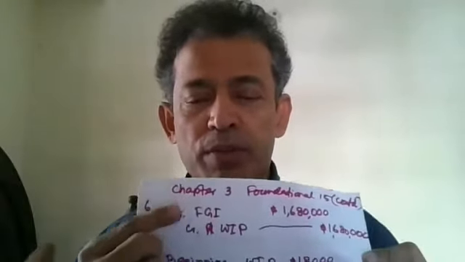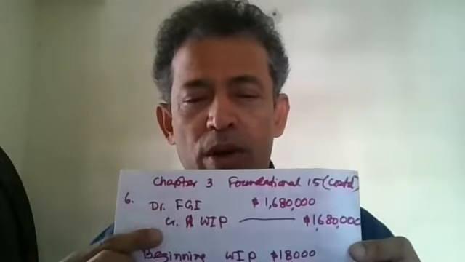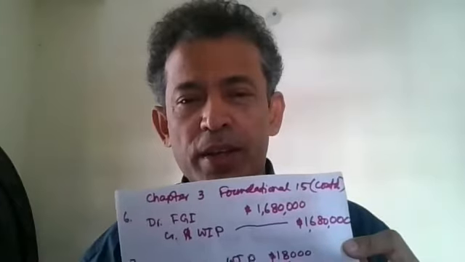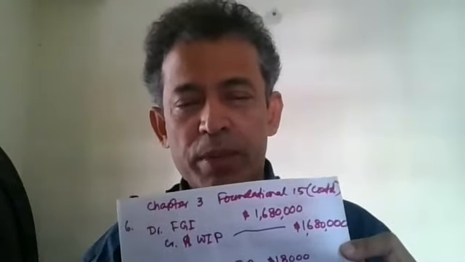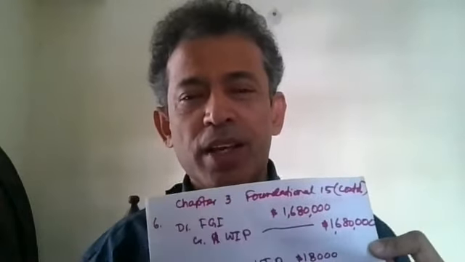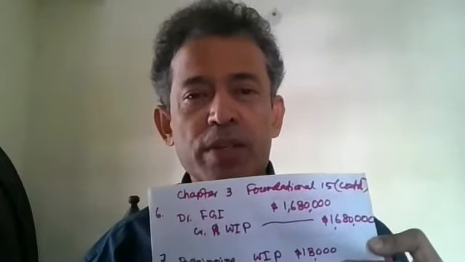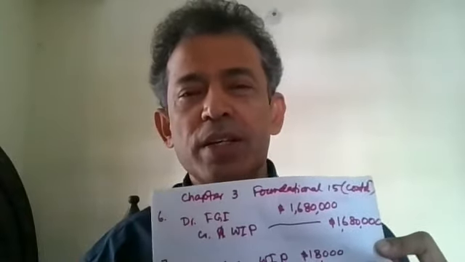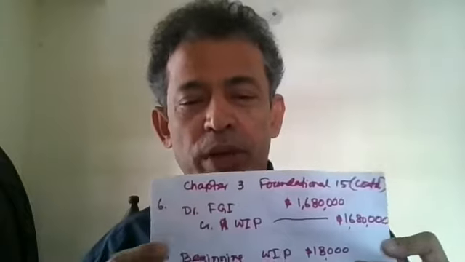So debit finished goods inventory, credit work in process, and the amount is the total jobs completed. The amount is given in G, but we're going to calculate it. This amount is actually cost of goods manufactured. Once they're manufactured, they're transferred to the finished goods warehouse.